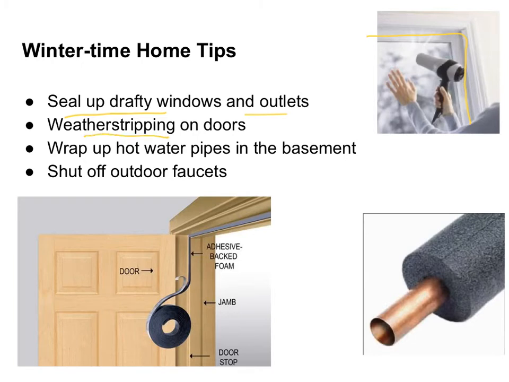You can also put weather stripping on doors so when the door shuts, it doesn't allow air to move in between the door. You can also wrap up the hot water pipes in the basement using this foam noodle type material that will help the pipe retain the heat. And also, you want to make sure you shut off any of your outdoor faucets. Those are just 4 winter home tips that you can use to help keep your house efficient in the wintertime.